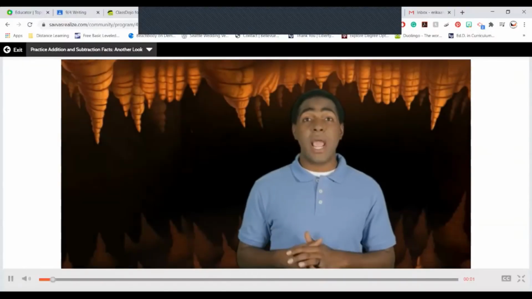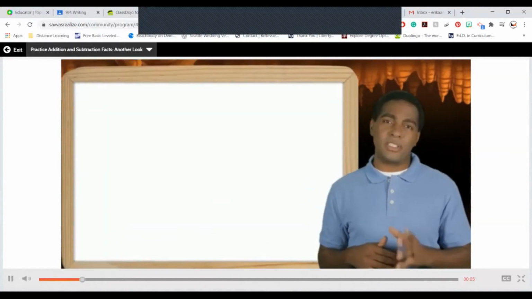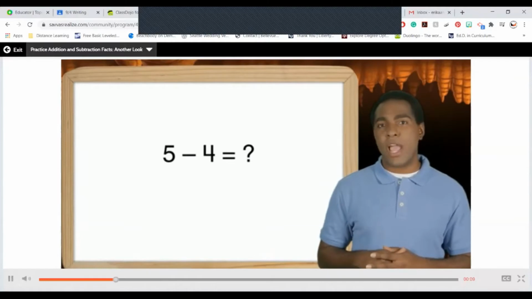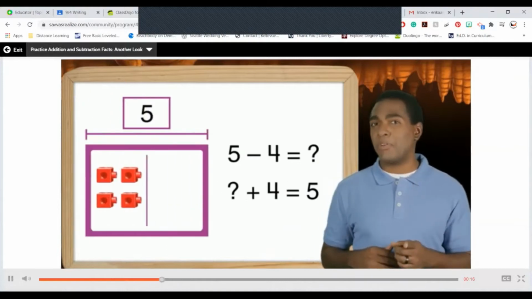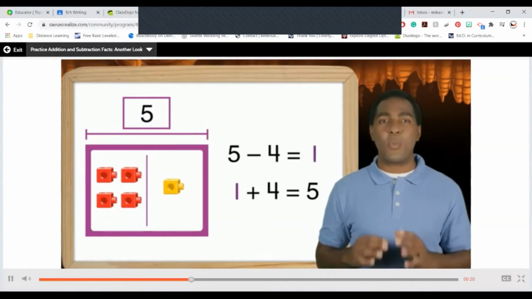You can use different types of addition and subtraction facts to solve different math problems. For example, if I want to find 5 minus 4, I can think of the subtraction as addition by saying this: what number added to 4 gives me 5? Well, if I check out the model, I see that 1 is the missing number. 5 minus 4 equals 1.